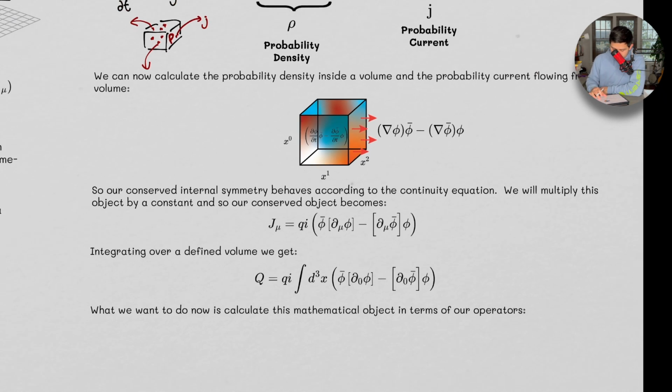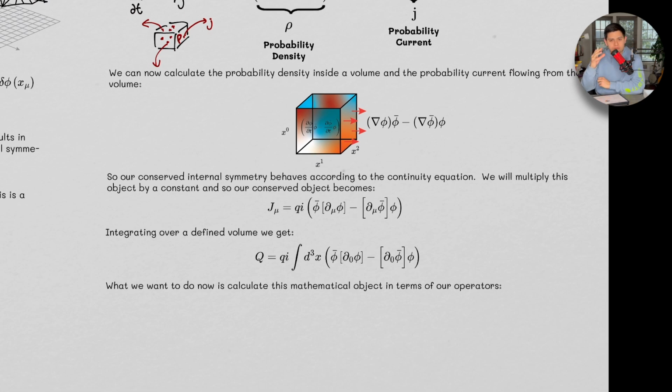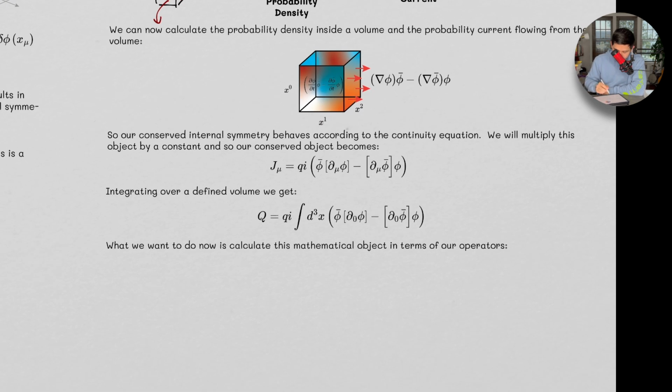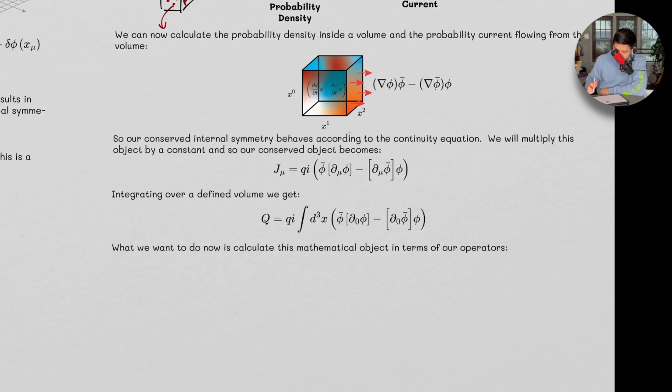This is the charge. Okay, so we have charge inside of some volume, and then charge escaping the volume. And so we can calculate the time change of charge inside the volume by calculating the spatial change flowing out of the volume of that charge. So integrating over a defined volume element, we're integrating this over that volume. We have our Q_i in front, we have this, which is right here. So now all we have to do is calculate this mathematical object in terms of our operators.